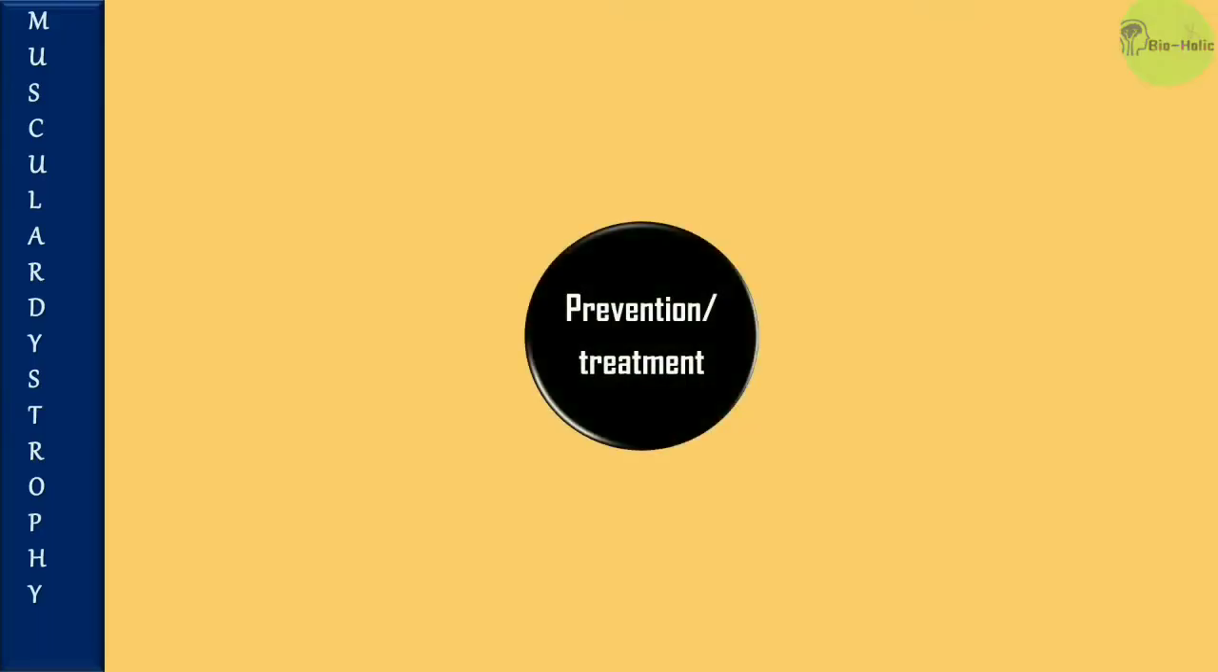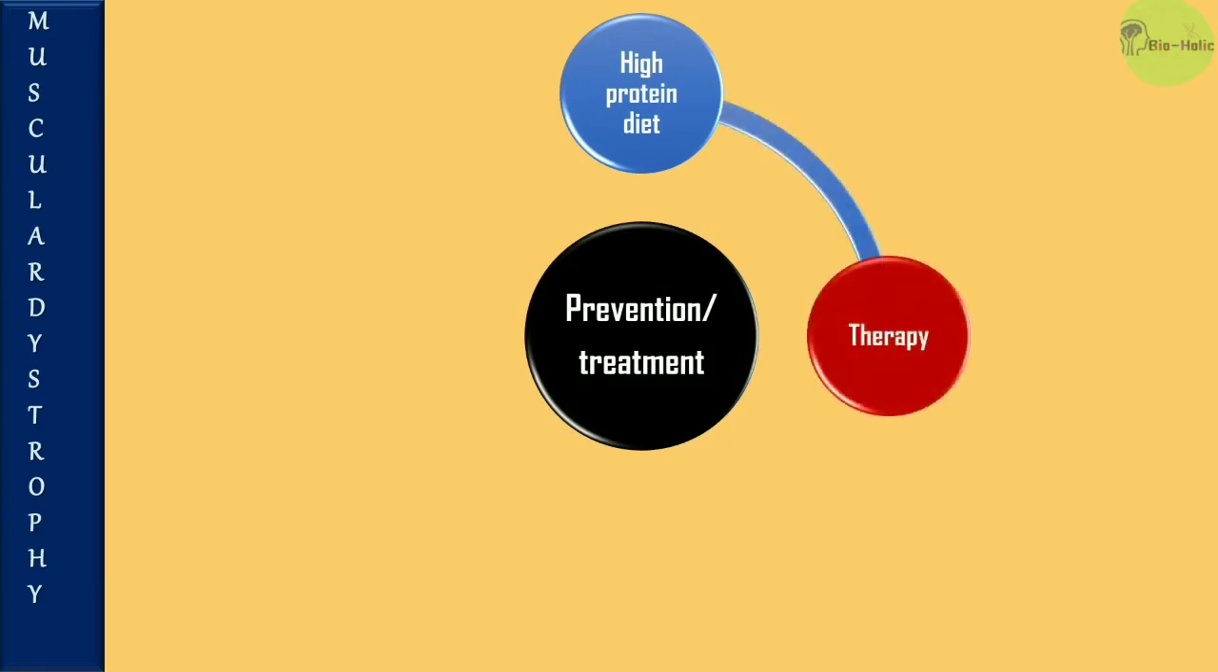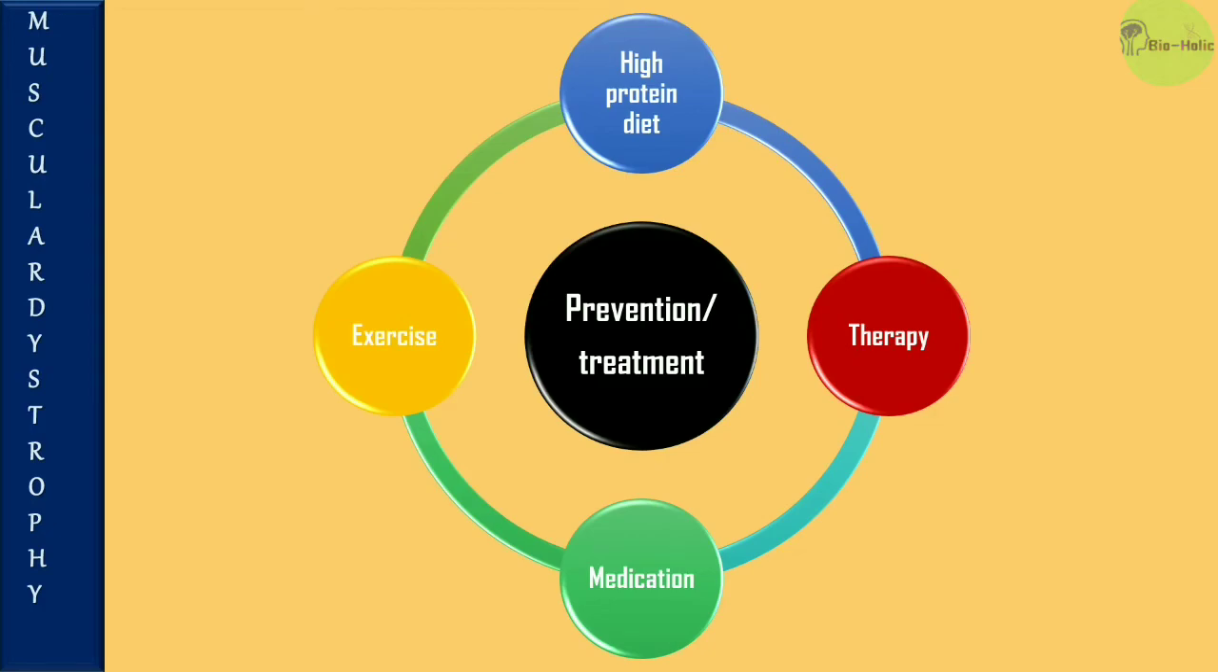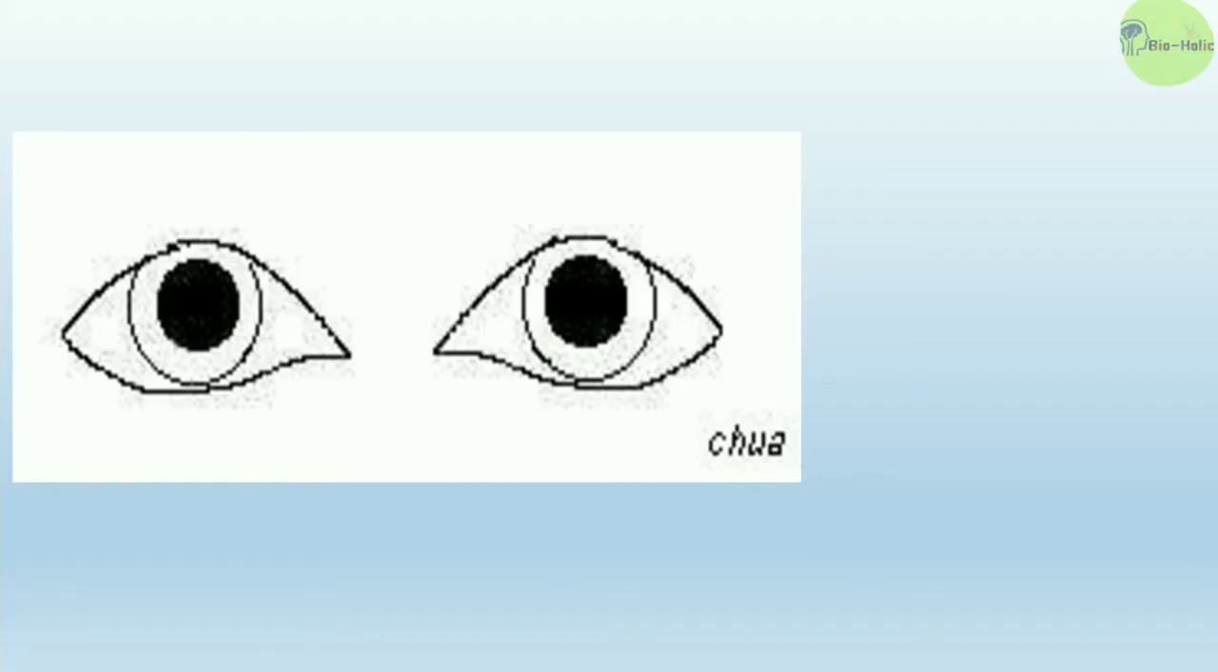And the prevention or treatment of muscular dystrophy includes high protein diet, therapies, medications, and proper exercise.